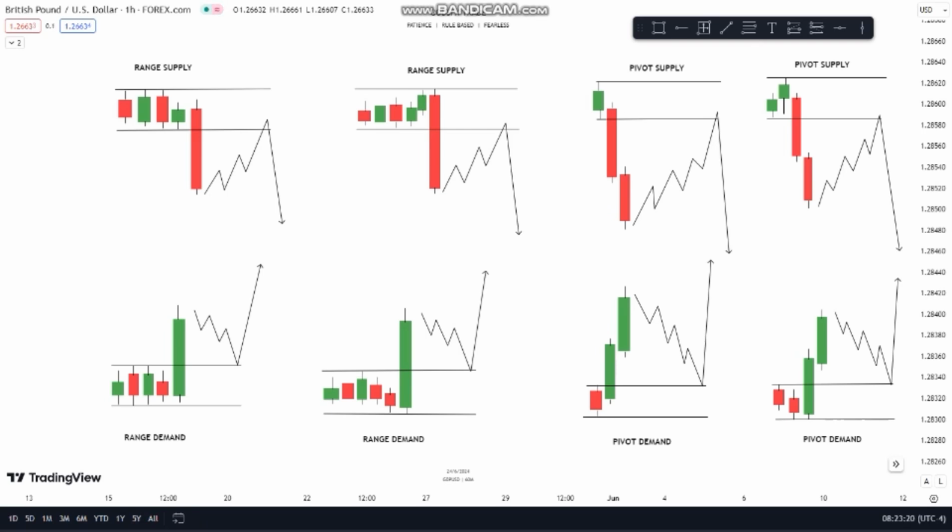So what exactly is supply and demand? Supply and demand is what essentially drives all the markets. When the demand is greater than supply, price rises, and when supply is greater than demand, price falls.